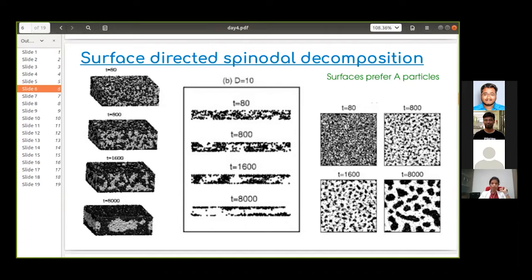Similarly, if we move on to the next time, say t equal to 8000, at this time I have a very prominent layer of A type of particles, namely the black particles, which are formed on top of the top surface as well as the bottom surface. And the domains have really now become way bigger, right? So it's almost going towards the steady state kind of situation. So this is the 3D view of the situations which are happening.